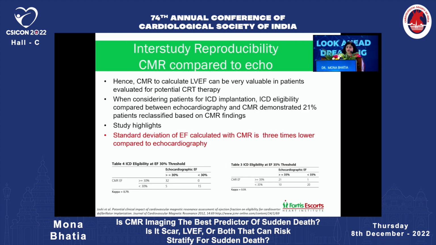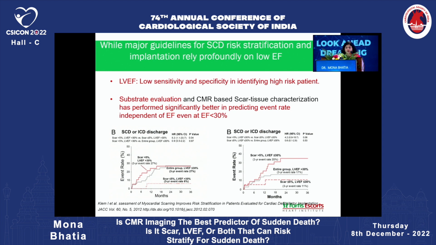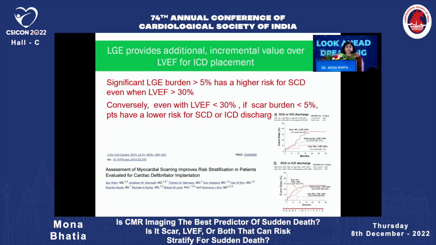The inter-study reproducibility of CMR compared to echo has been studied in multiple studies, and the standard deviation of ejection fraction calculated with CMR is 3 times lower compared to echo. While the major guidelines for SCD risk stratification and implantation rely profoundly on low ejection fraction, ejection fraction has a low sensitivity and specificity in identifying high-risk patients, and substrate evaluation has performed significantly better in predicting event rate independent of ejection fraction, even at an ejection fraction of under 30%.